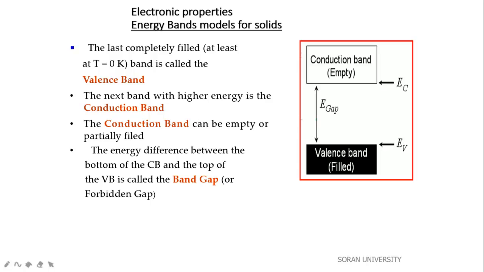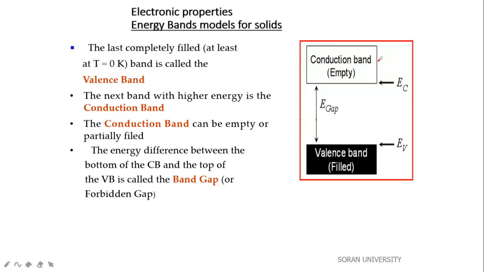Look at this picture. This is your valence band at T equals 0 Kelvin. It is completely filled. It is black now. It is completely filled with electrons. Okay, there is some energy gap. This is called band gap. This is the energy difference between valence band and conduction band. This is also called forbidden gap.